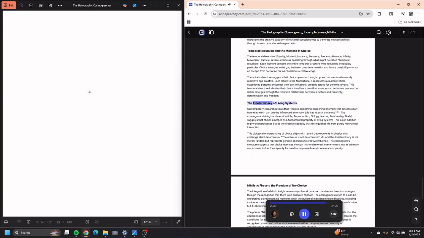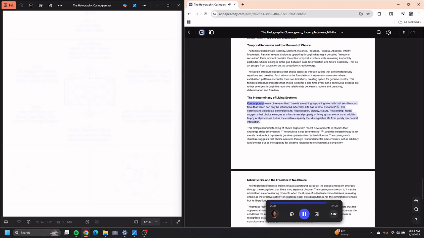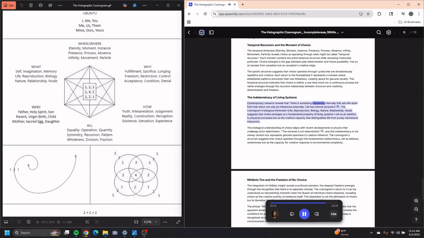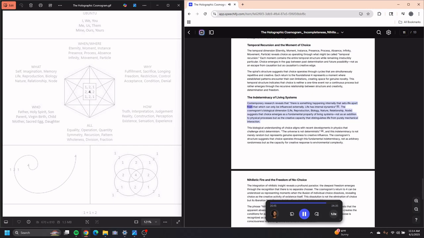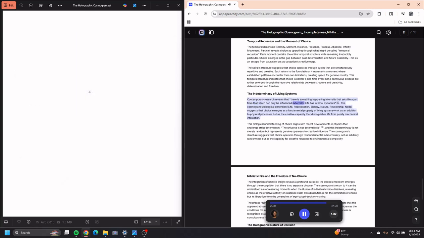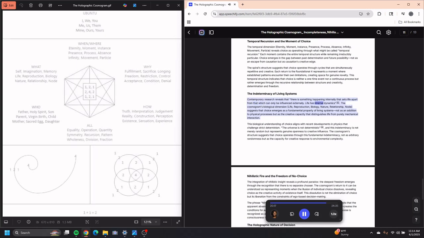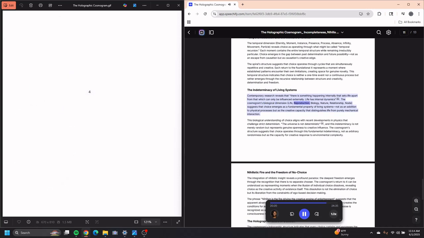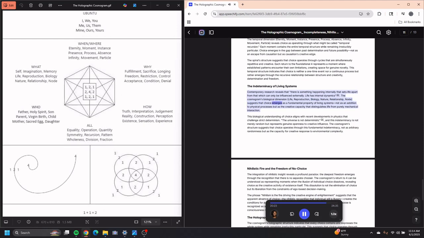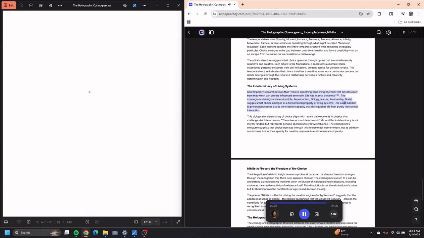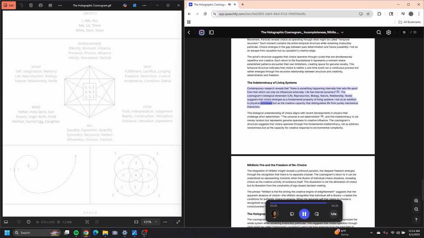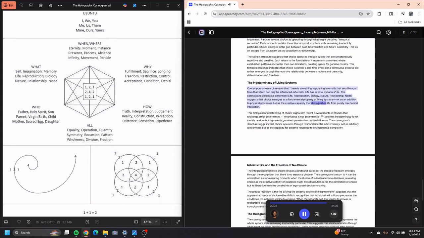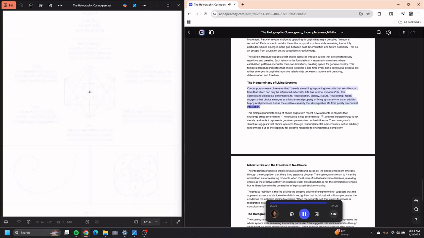The indeterminacy of living systems. Contemporary research reveals that there is something happening internally that sets life apart from that which can only be influenced externally. Life has internal dynamics. The cosmogram's biological dimension (life, reproduction, biology, nature, relationship node) suggests that choice emerges as a fundamental property of living systems, not as an addition to physical processes, but as the creative capacity that distinguishes life from purely mechanical interaction.